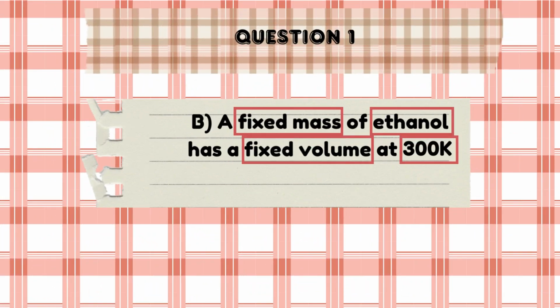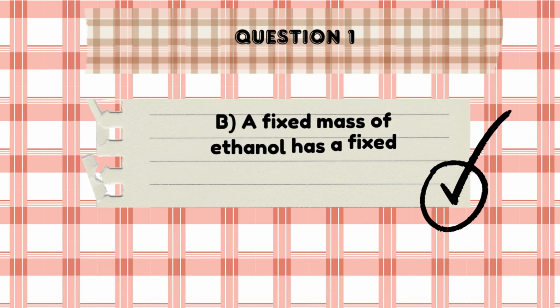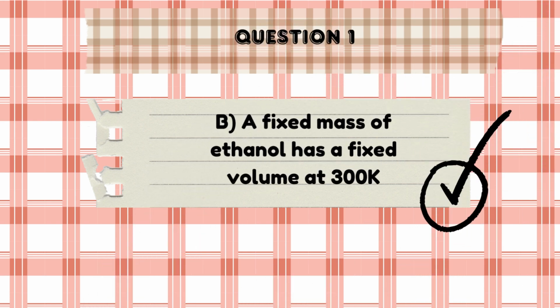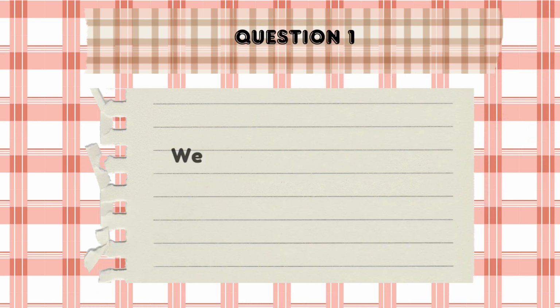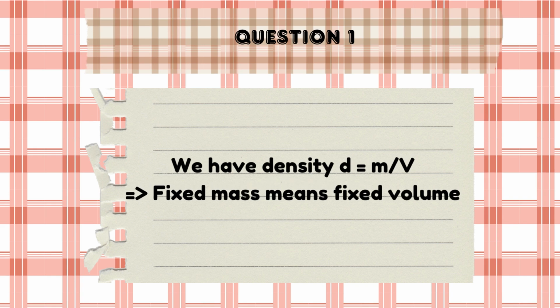Let's highlight the keywords for B: fixed mass, ethanol, fixed volume, and 300 Kelvin. This is the correct statement because ethanol is a liquid, so it has fixed density. We have the equation density equals mass over volume, so if mass is unchanged, volume is also constant.